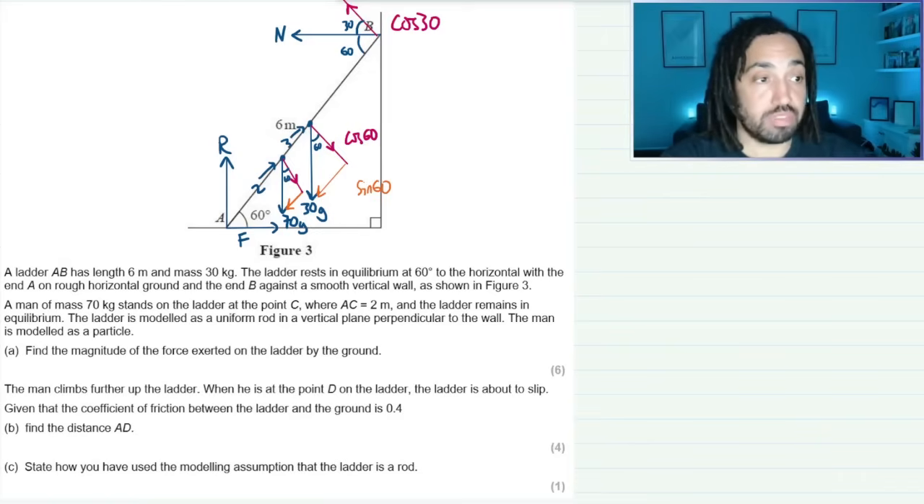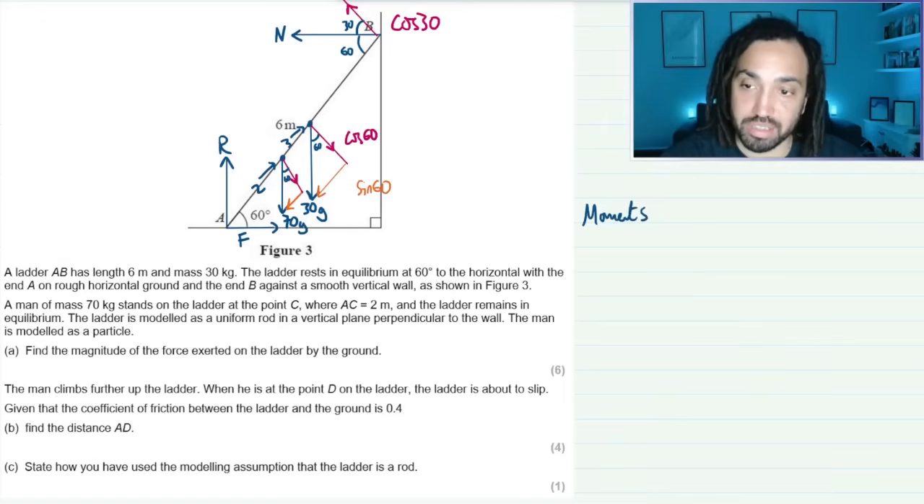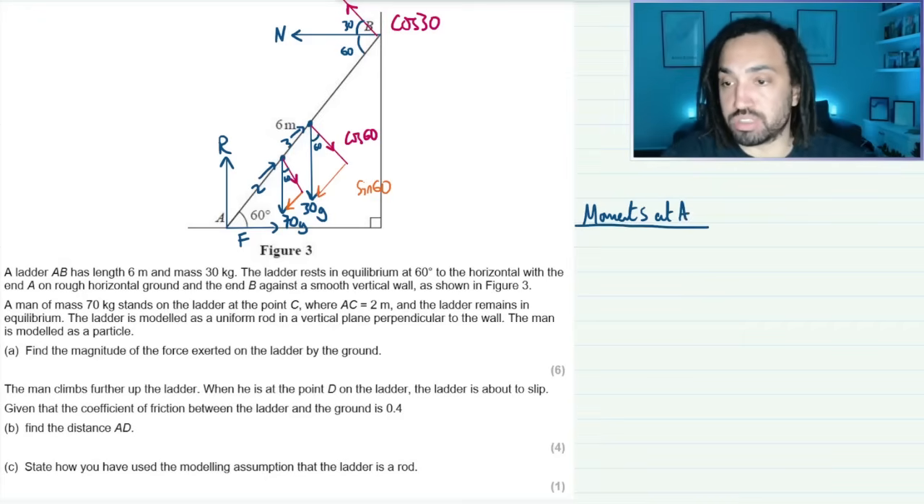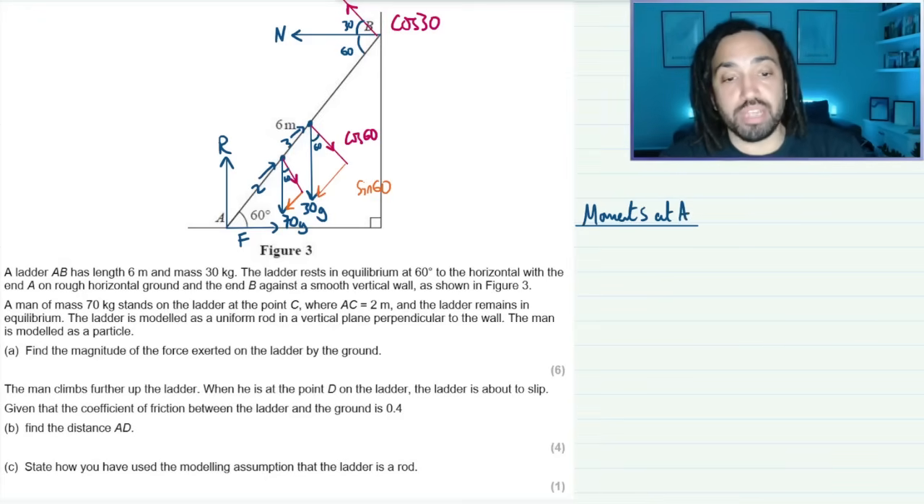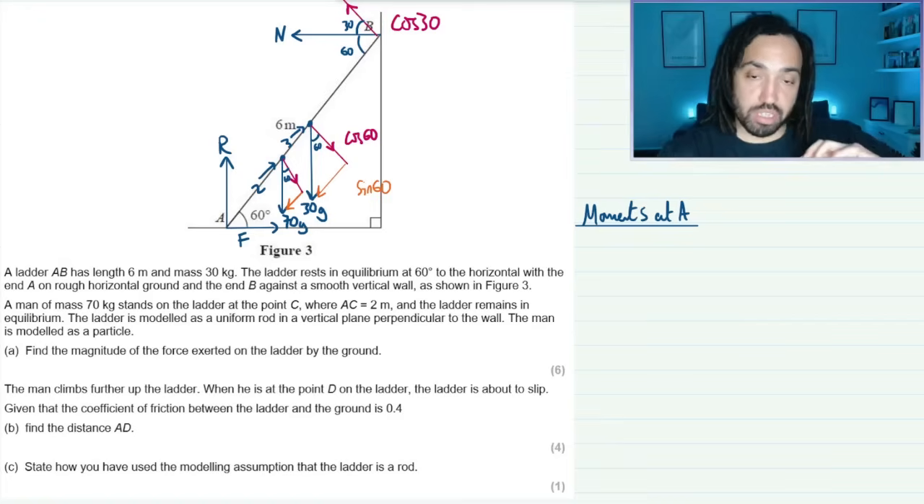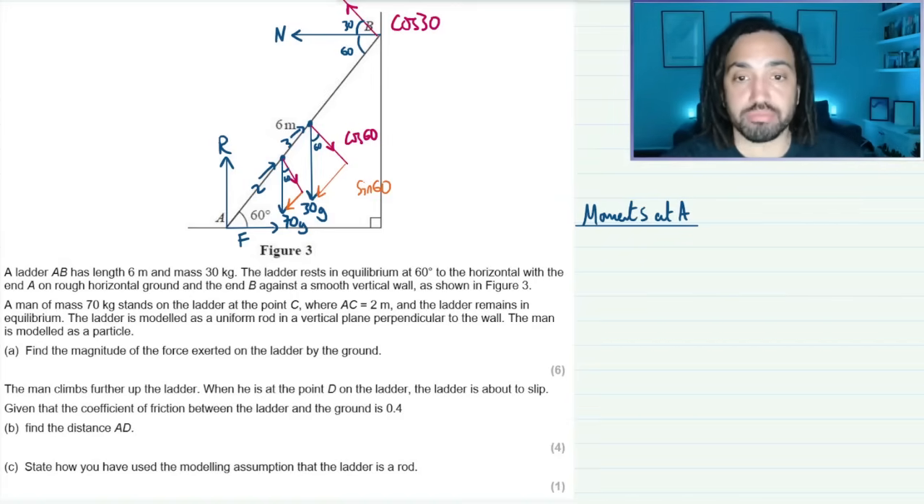Okay, so I mean, these questions, they always start with moments at A. That is your first port of call for the majority of these questions. The question does ask me to find the magnitude of the force exerted on the ladder by the ground. So the ground will be exerting the reaction force and the frictional force, so we need to find both of them. That's why moments at A is very useful, because it cancels out two of the forces and it allows us to find N. Okay, so moments at A.